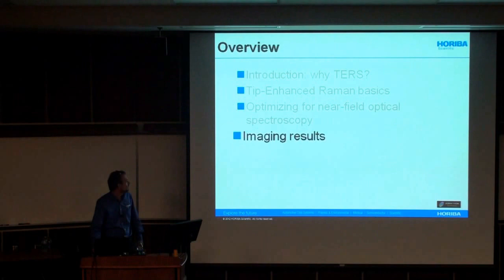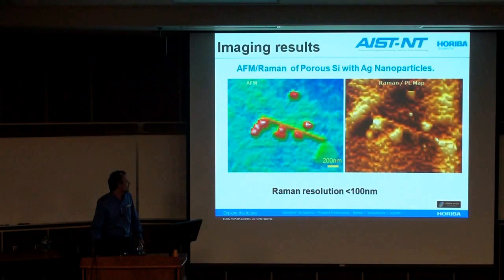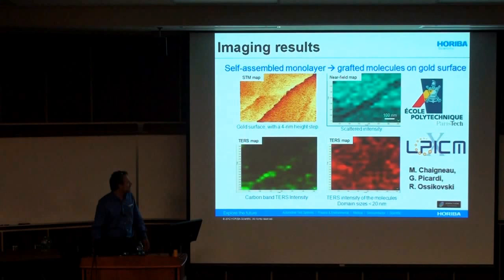Some nanoparticles on porous silicon that were done with AIST-NT. This was kind of the first TERS results we got on that setup, showing a resolution of about 100 nanometers. So below the diffraction limit, still not the greatest resolution, I would say, but pretty good.